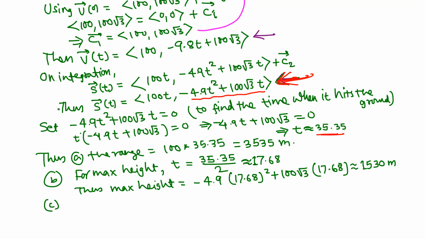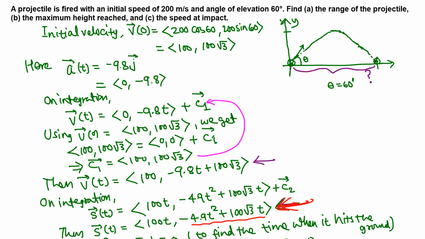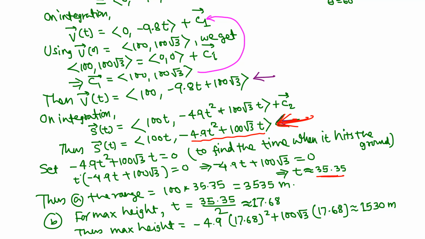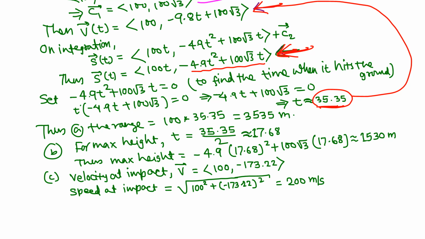Then we get about 1530 meters. Now in part C, we need to find the speed at impact. Speed is the magnitude of velocity, so we need to find the velocity at impact. Here is the velocity function, and we know the time required to hit the ground is 35.35, so we plug this time in and take the magnitude. Let me calculate. The velocity at impact comes out with a magnitude, the speed, of 200 meters per second. Final answer.